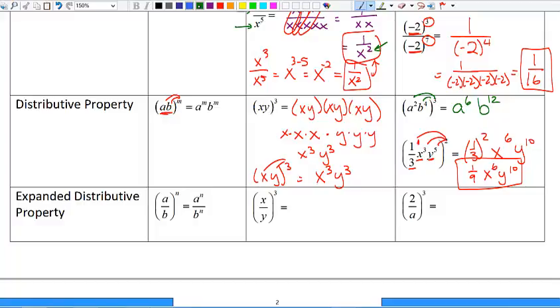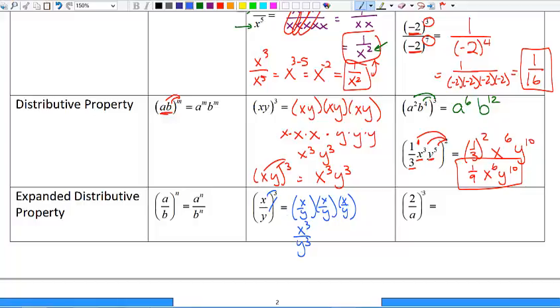The next property is the expanded distributive property, which applies the distributive property over the fraction bar, which is basically the same thing. So if I have x over y cubed, that's x over y times x over y times x over y, which gets me x cubed on the top and y cubed at the bottom. So again, the fast way is just to do the exponent 3 gets applied to everybody inside the base, whether they're a numerator or a denominator. It's all equal opportunity here.